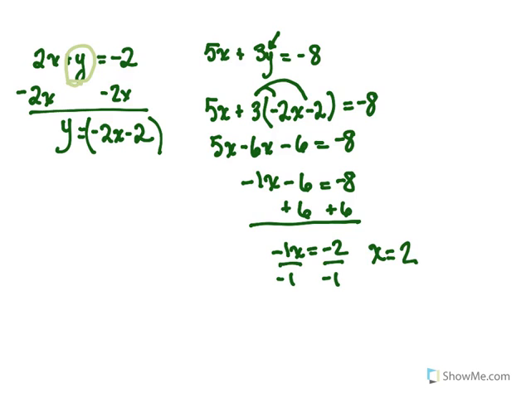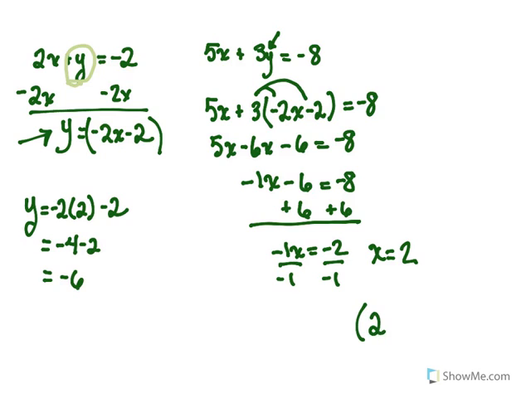Okay. Now I've solved for x, I have to solve for y, and usually I just go back to this equation that I have right here, which is wonderful. So I have y is equal to negative 2 times x, which I figured out was 2, and then I subtract 2. So that's equal to negative 4 minus 2, which is negative 6. So my point of intersection is 2, negative 6.